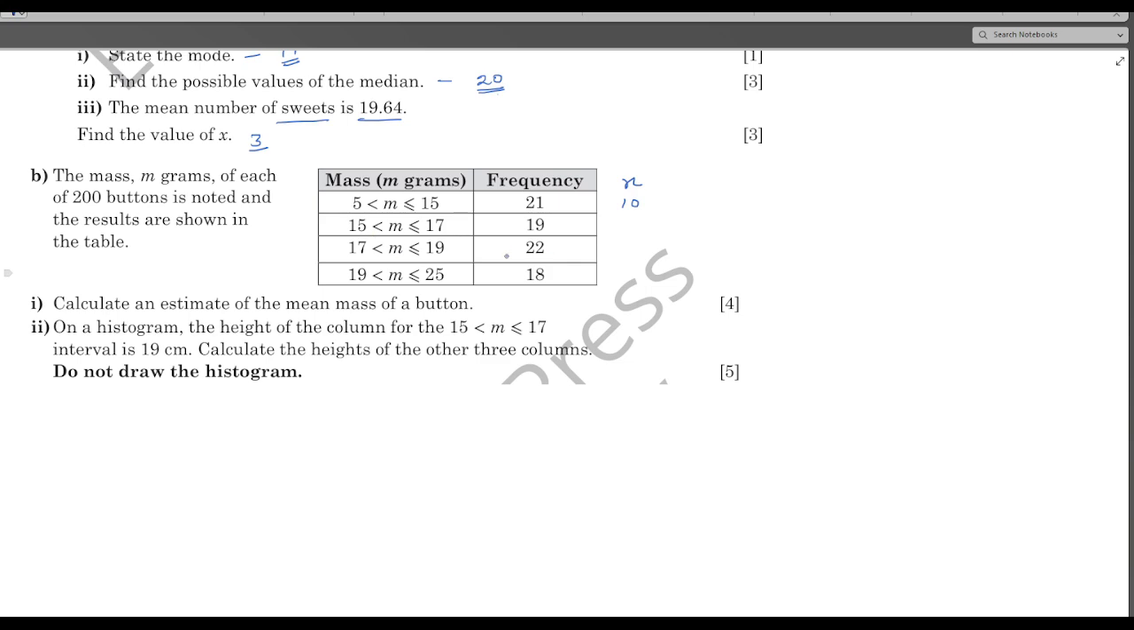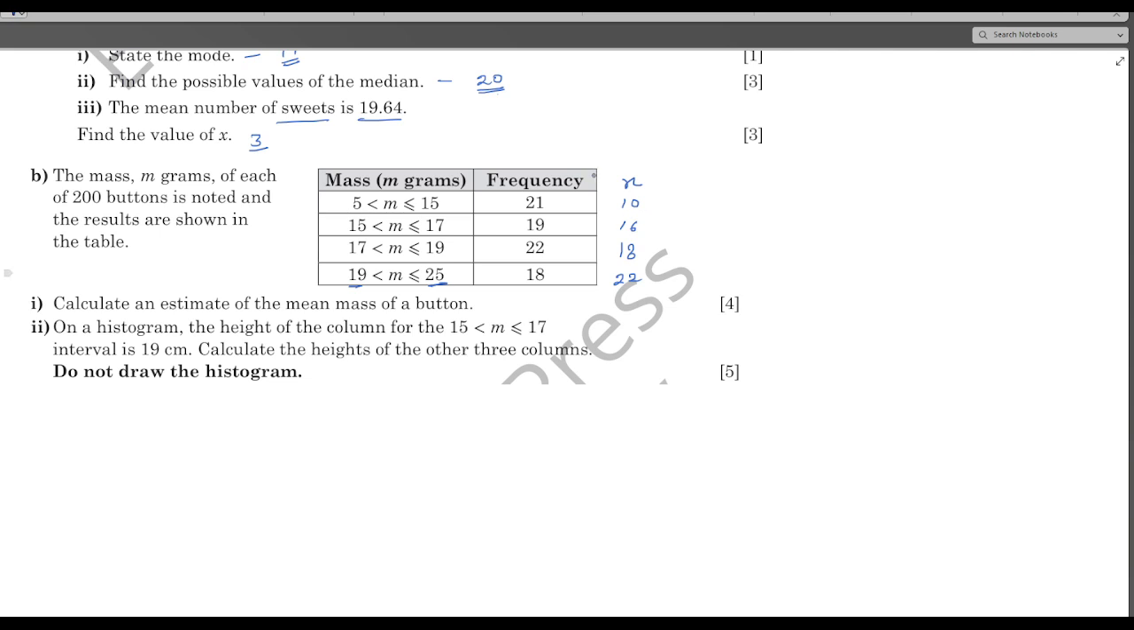Similarly, from 15 to 17 it is 16, so here x is 16. From 17 to 19 it is 18 average. And from 19 to 25, the average is 22, so here the x value is 22. What you can do is add 25 and 19 and then divide by 2. Everywhere you can do the same thing: 17 plus 19 divided by 2 will give you 18, 15 plus 17 divided by 2 will give you 16, and so on.